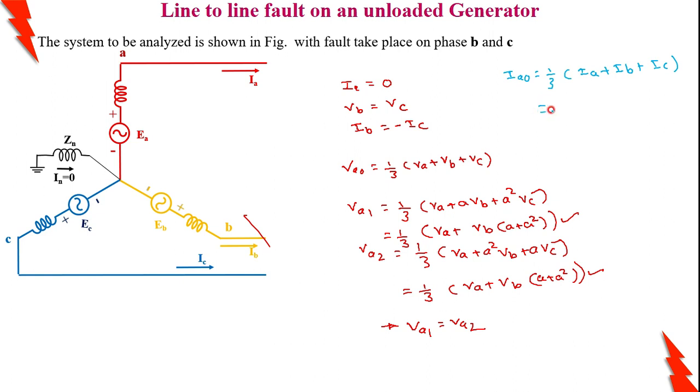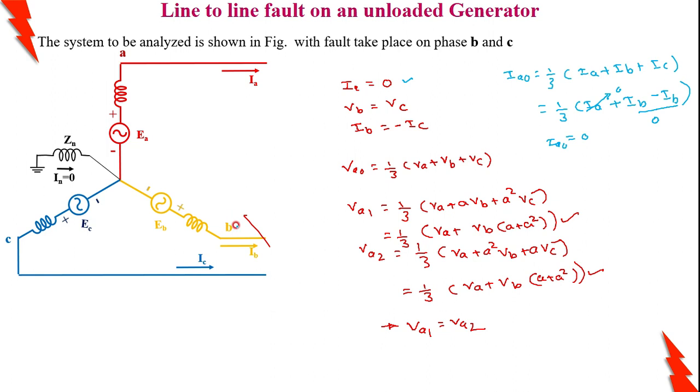Then if you are putting the condition IA is 0, then IB is equal to minus IC. Therefore, what I am getting is 1/3 (IA + IB + IC), where IC is minus IB. So IB plus IC is 0, and IA is also 0, therefore there is no zero sequence current. It is quite evident also from the diagram itself.